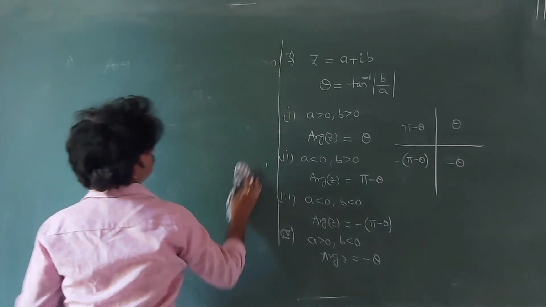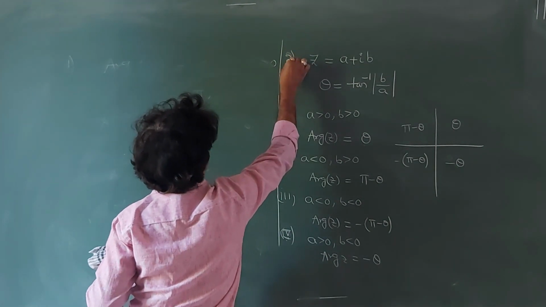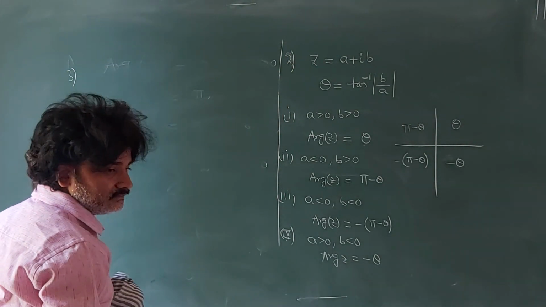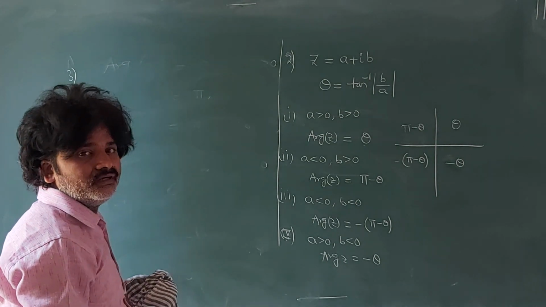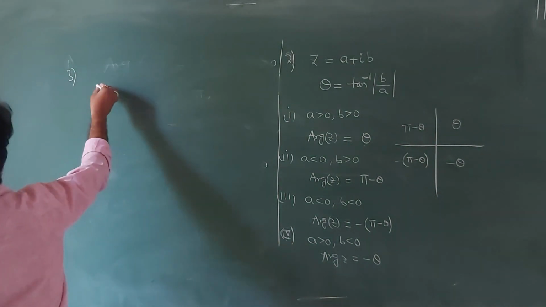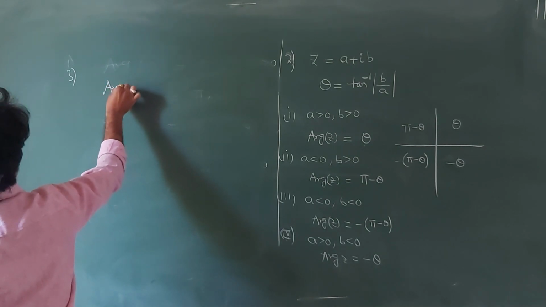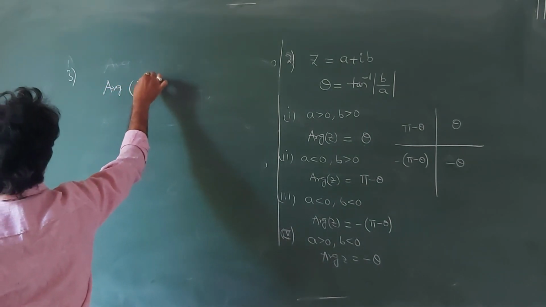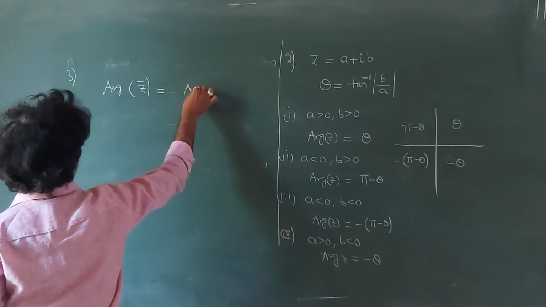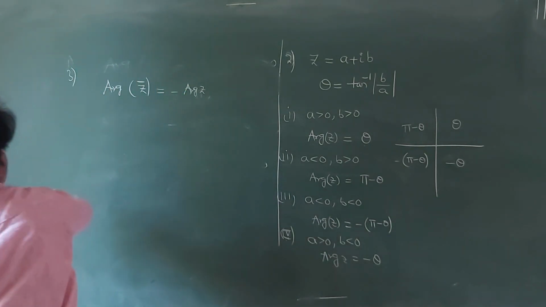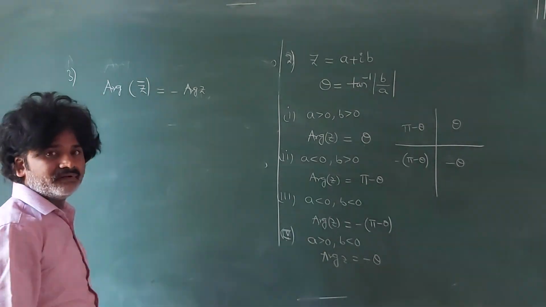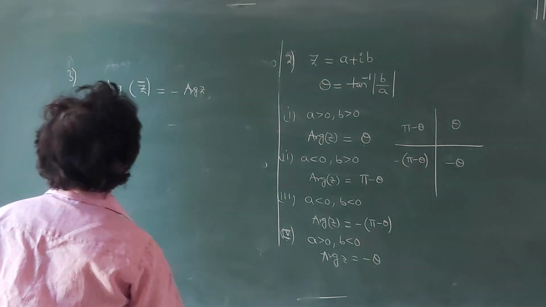Third point. Actually, this is the second one. Suppose Z is any complex number. Its conjugate we are denoting as Z bar. Then what is the argument of Z bar? The argument of the conjugate of a complex number is equal to minus the argument of the complex number. So argument of Z bar equals minus argument Z.